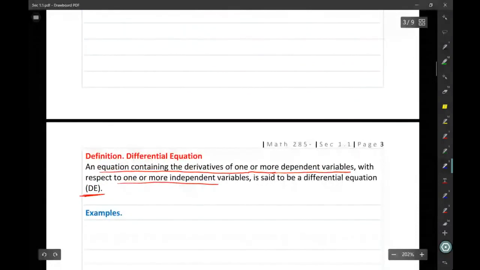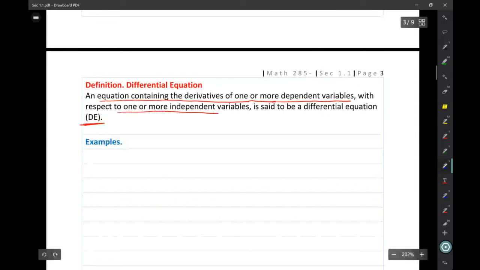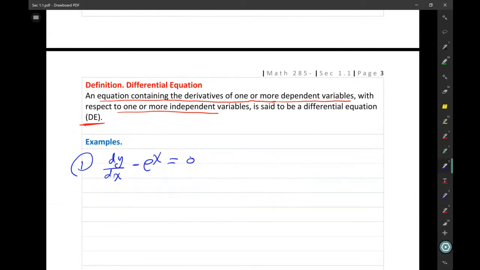So go back to the differential equation again. A differential equation is an equation containing a derivative of one or more dependent variables with respect to one or more independent variables. For example, if we say that dy by dx minus e to the power x is equal to zero, this is a differential equation, because it is an equation containing derivatives.